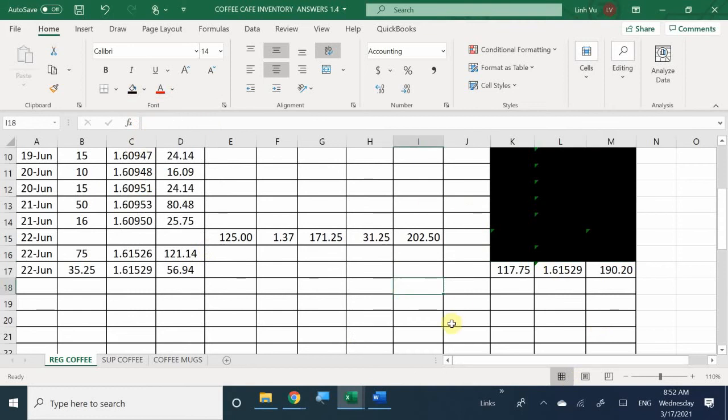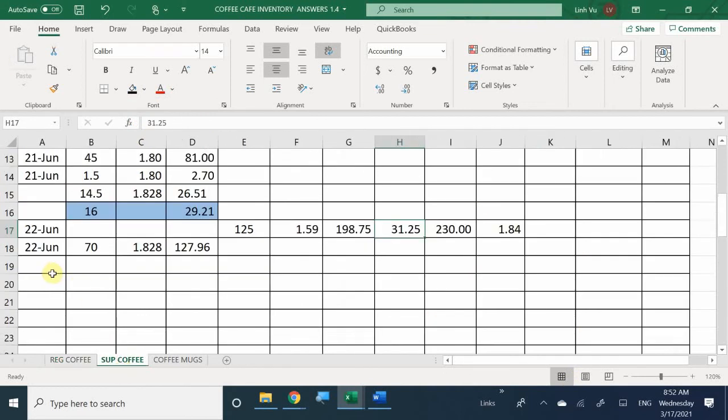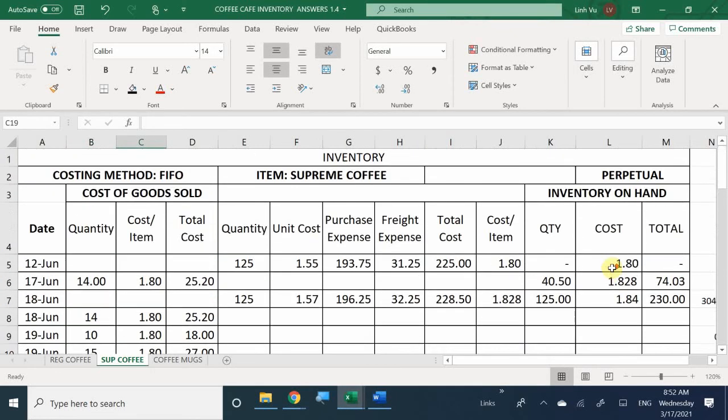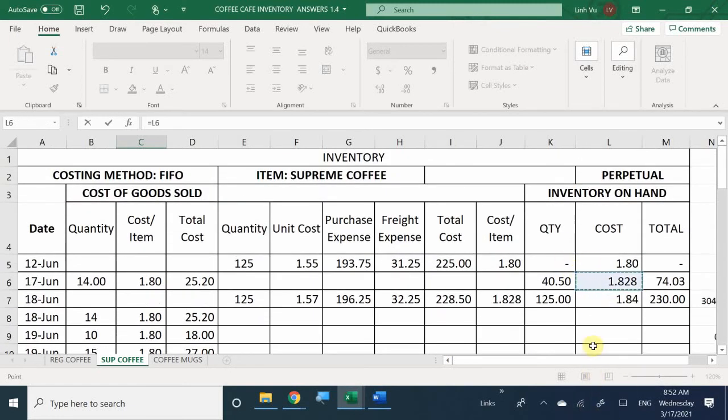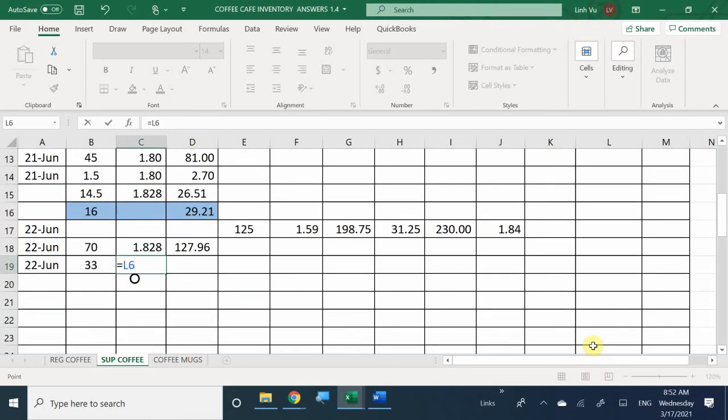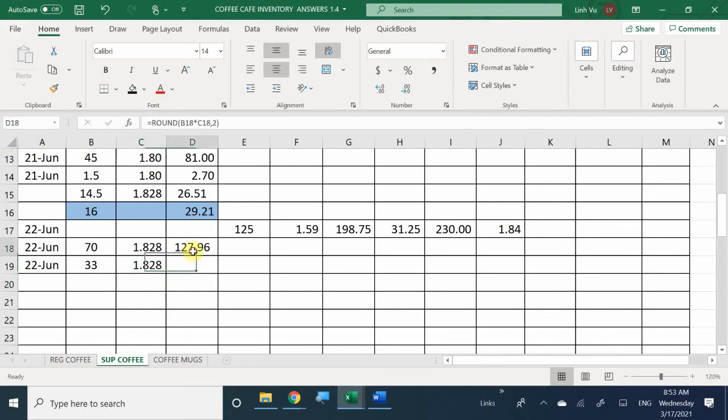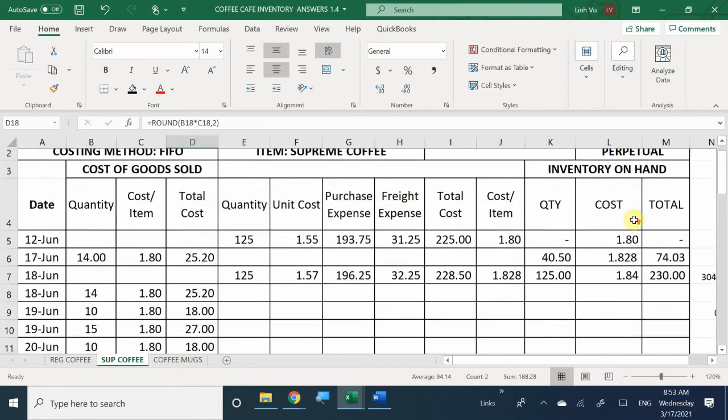Okay. And then we sold 33 pounds, or used 33 pounds, of the Supreme coffee. Okay, so at what unit price? So I'm going to take the 1.828. So what should be my cost of goods sold? I guess this formula didn't go through. So 60.32. Good.